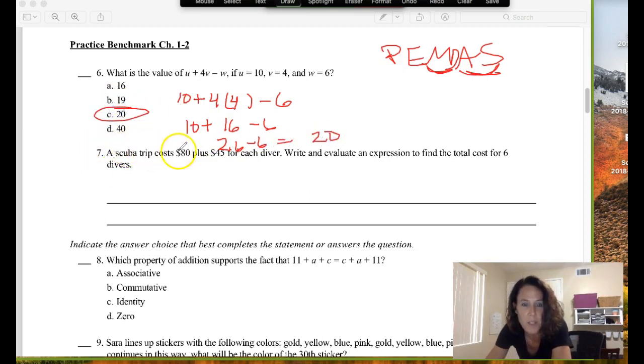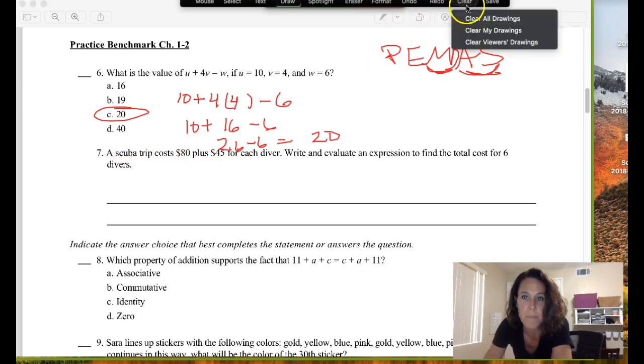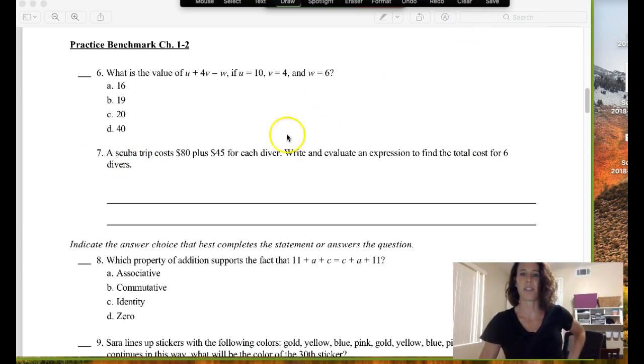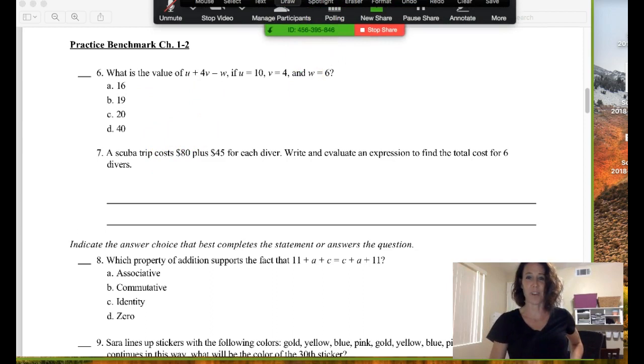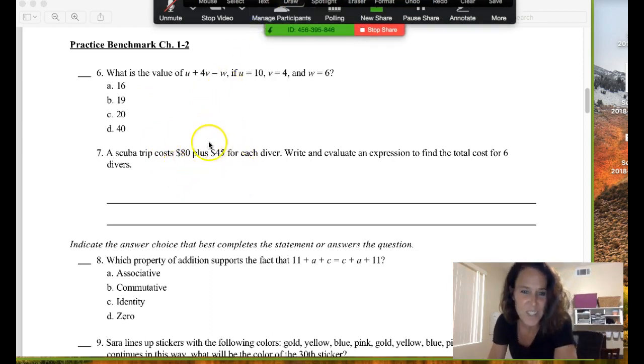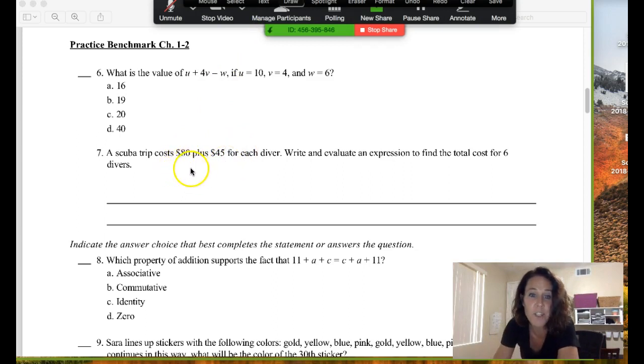All right. A scuba trip costs 80 plus 45 for each diver. Write and evaluate an expression to find the total cost for 6 divers. I said drivers, but that should say divers because they're going scuba diving, not scuba driving. All right, I can read. So 80 plus 45 for each diver.